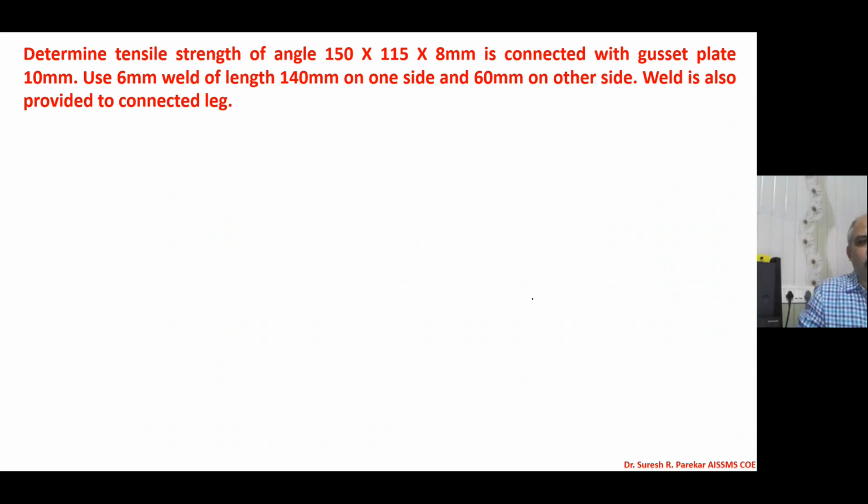Now we are given: determine the tensile strength of an angle 150 by 115 by 8 millimeter connected with a gusset plate of 10 mm. Use 6 mm weld of length 140 mm on one side and 60 mm on the other side. Weld is also provided to the connected leg. And then we have to find out the tensile strength.